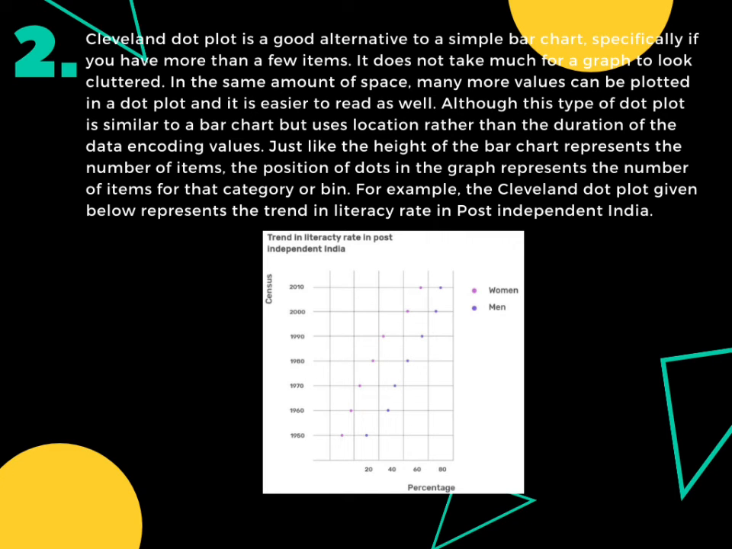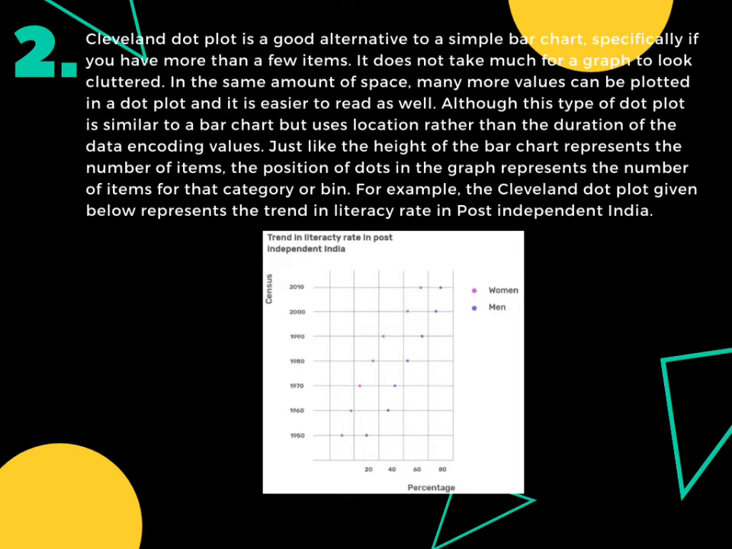The second is the Cleveland dot plot. The Cleveland dot plot is a good alternative to a simple bar chart, specifically if you have more than a few items. It doesn't take much for a graph to look cluttered. In the same amount of space, many more values can be plotted in a dot plot, and it's easier to read as well. Although this type of dot plot is similar to a bar chart, it uses location rather than the duration of the data and counting values.